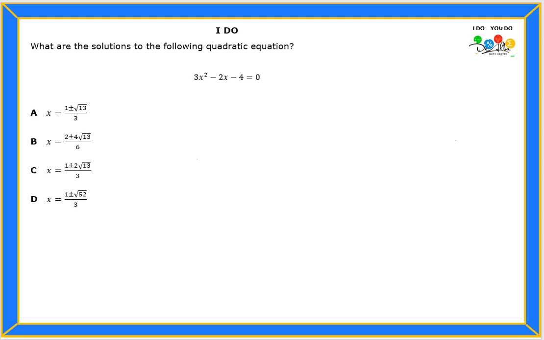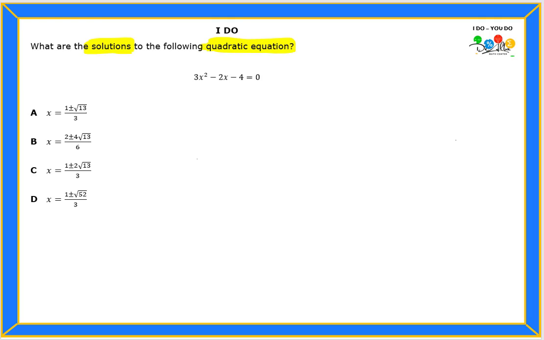And it says, what are the solutions to the following quadratic equation? 3x squared minus 2x minus 4 equals 0. So what are they asking me to do? Well, they want for us to find the solution, right? Okay, and of course they are giving us a quadratic equation.